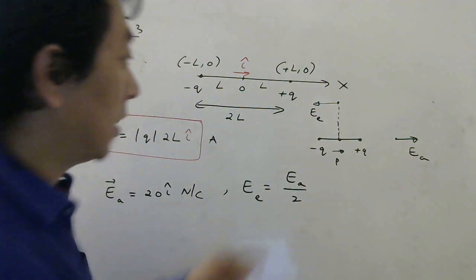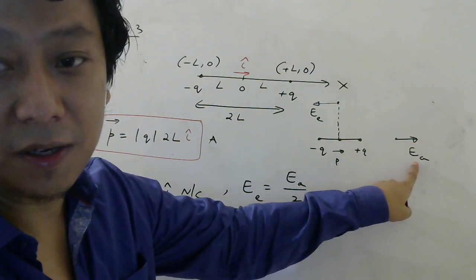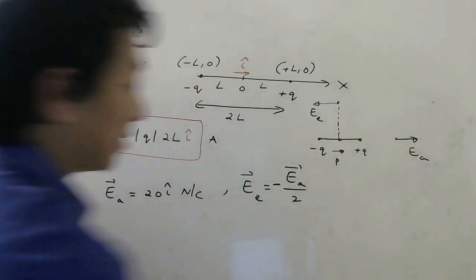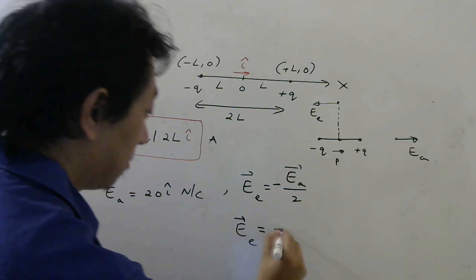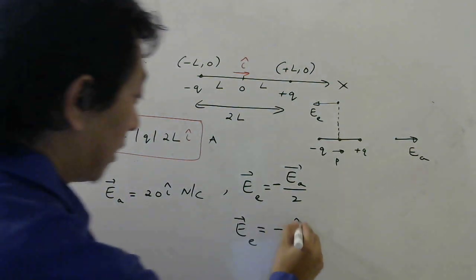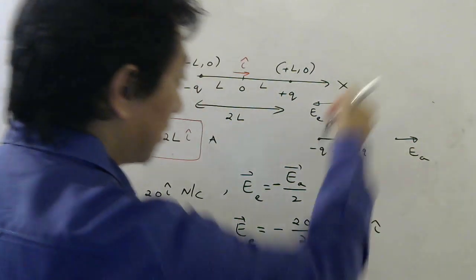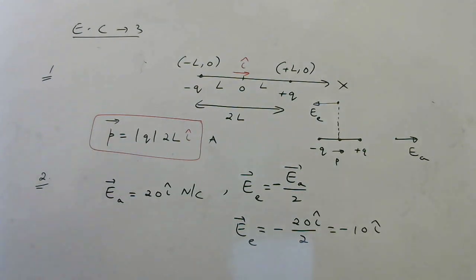So what do you notice? Electric field at equatorial point is opposite to axial point. Since it is opposite, when I write vector form, I must put minus. So electric field at equatorial point will be minus of this 20 I cap divided by 2, which will be minus 10 I cap. So it is along negative x-axis, if this is along positive x-axis. Which is the right answer? Option D. Okay. Next one.